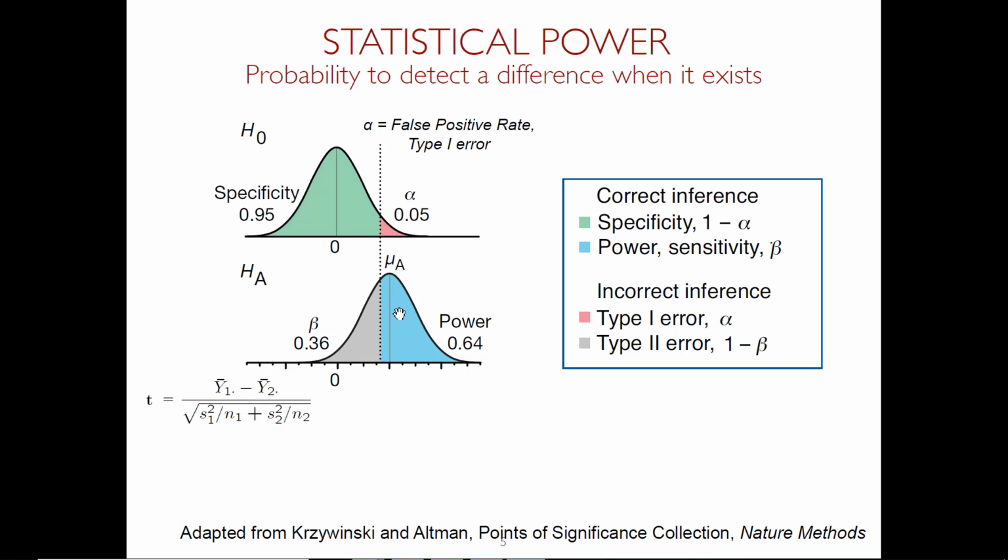And then we want to maximize the statistical power. So how can we maximize the power? Well, essentially what we want to do is shift the distribution to the right as much as possible. And we can shift it in different ways, right?